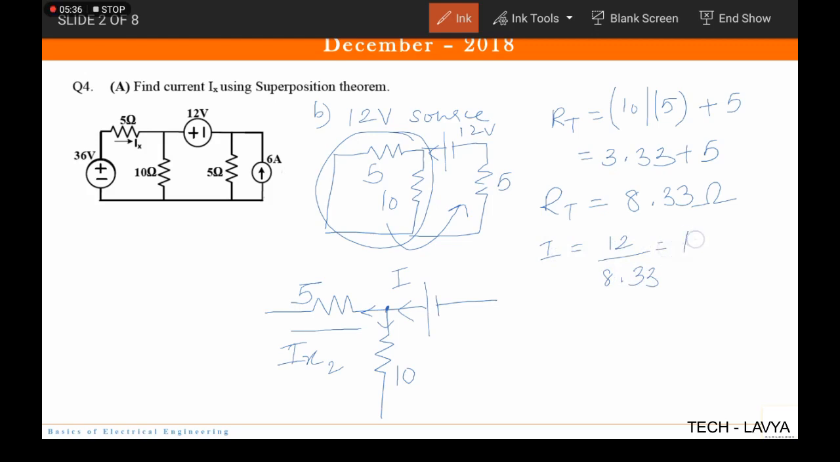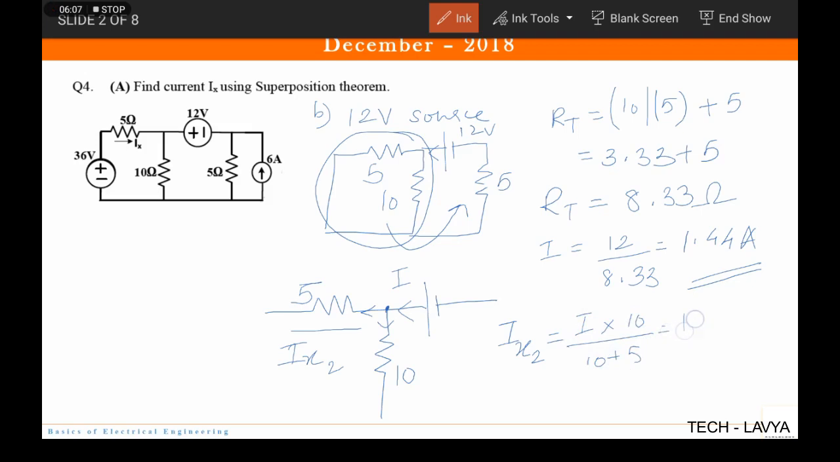So that current comes out to be 1.44 ampere. Now this is not IX2. In order to find IX2, we have to consider, now I have not specified the direction, I'll tell you why. What is going to be the current which flows through the 5 ohm resistor? We can find this current by using the current division rule, right?